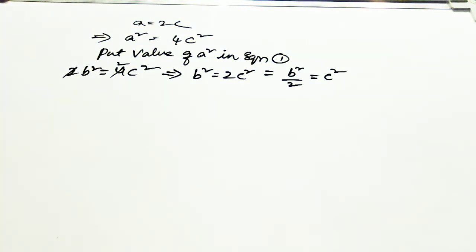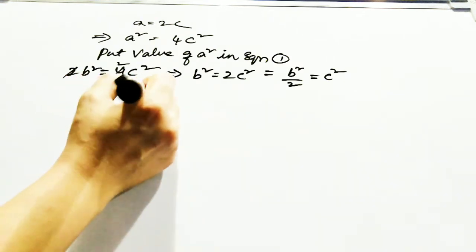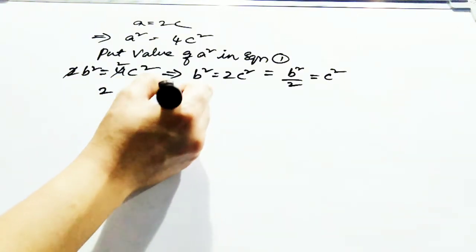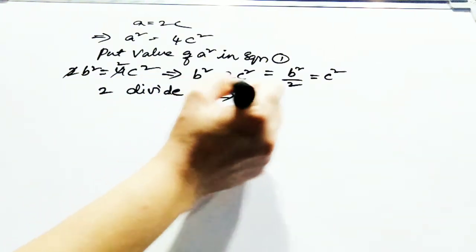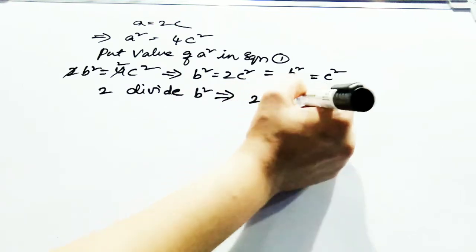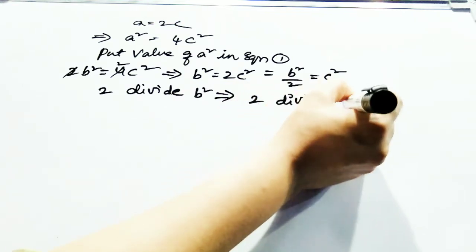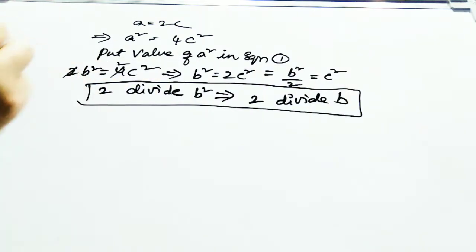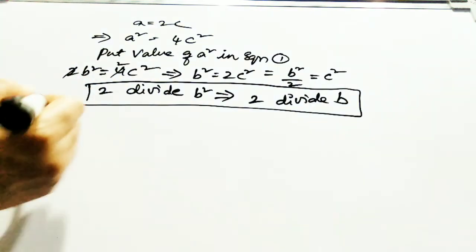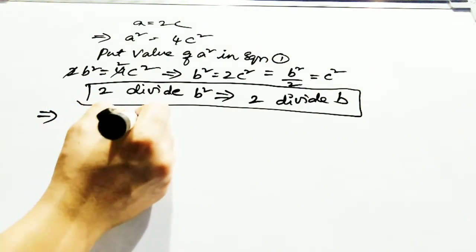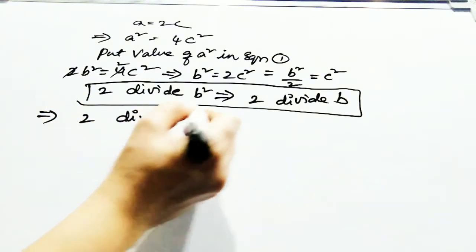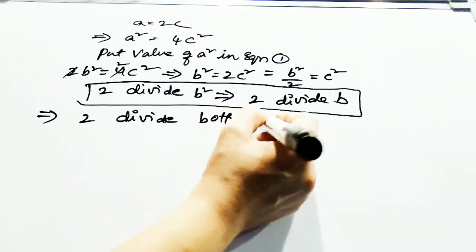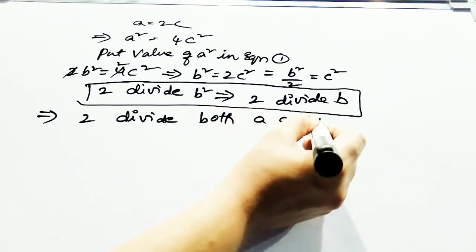What you will say is 2 divides b square, which is nothing but 2 divides b. Previously we also got 2 divides a square, which means 2 divides a. It means that 2 divides both a and b.